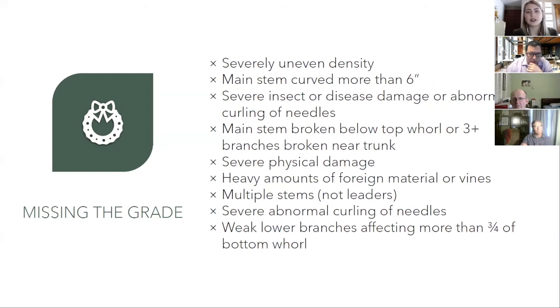So there's a few general reasons that can make that happen, including being severely uneven in density, if they have excessive main stem curvature, and I'll show you a picture of that in a minute. Severe insect or disease damage, kind of like that red burnt out tree that we looked at earlier. Any broken stems, any physical, like mechanical damage. If there's too much foreign material, so if there's too many weeds in it, if there's a vine growing up it that you can't get out. If it has multiple stems or weak branches, and the weak branches are usually associated with the bottom whorl.